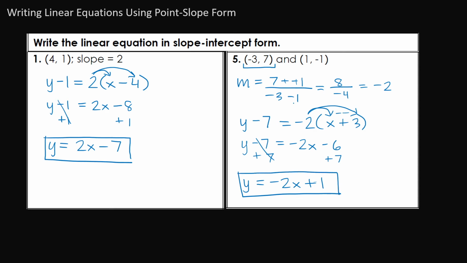So we had to add on an extra step here. If we're not given slope, we need to use the two coordinates we have to find slope first. And if you would like additional practice, problems 2 through 4 cover how to find the equation in slope-intercept form just given a point and slope. 6 through 8 cover how to find the equation given just 2 points.